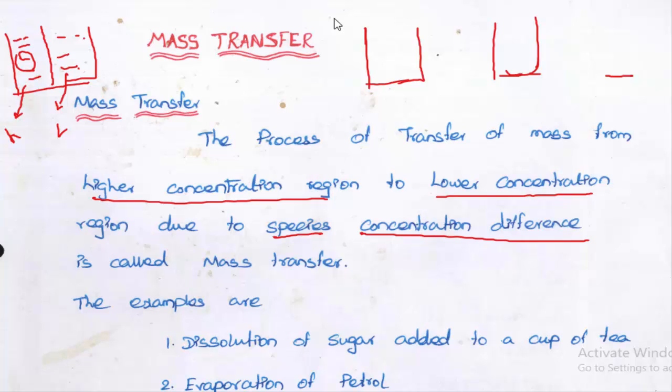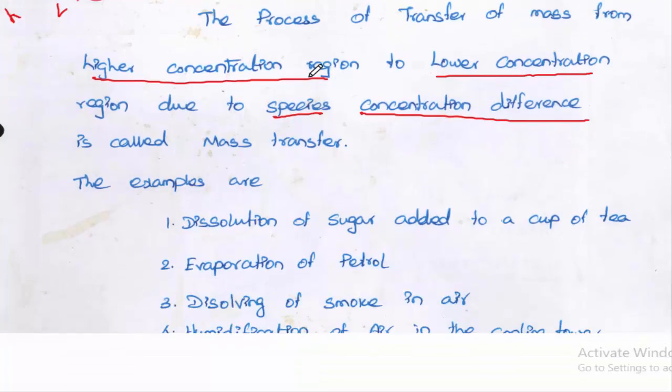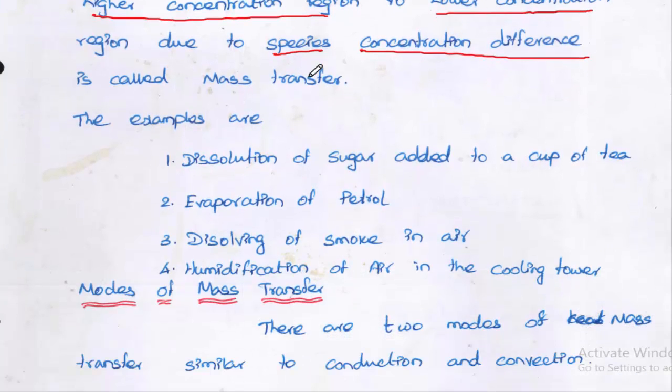This mass transfer occurs in daily life. First one, we can say in a cup of tea the sugar is dissolved, right? That is the perfect example for mass transfer. Second thing, when you are filling petrol for your bike in the petrol tank, you can smell the petrol, right? That is because of mass transfer, that is, evaporation of petrol is happening there. Similarly, dissolving of smoke in the air, humidification of air in a cooling tower, right?